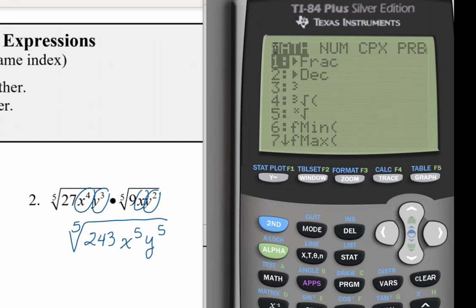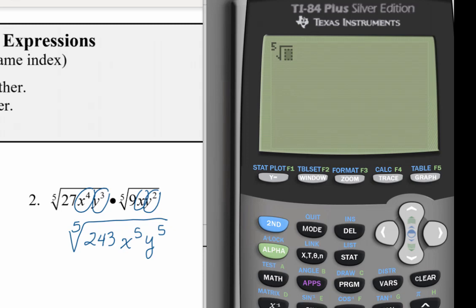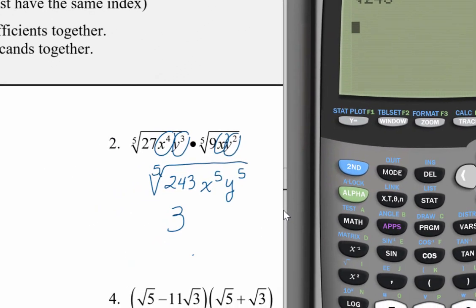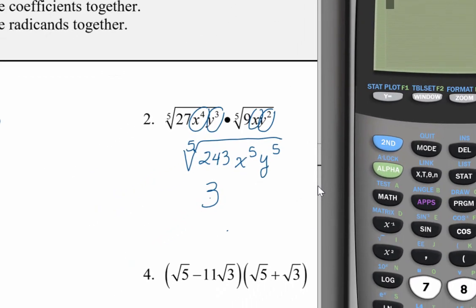Grab that number 5, right? And now put in here the 243. Hit enter. And so that's 3, right? So over here we have the fifth root of 243 is 3. The fifth root of x to the 5th is x. And the fifth root of y to the 5th is y.